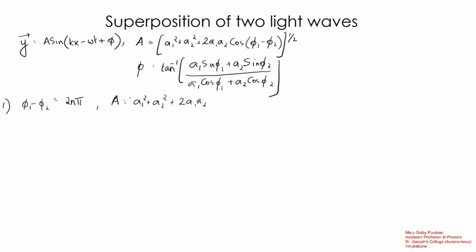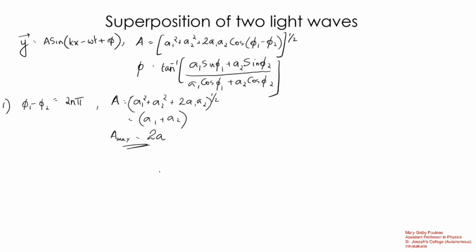So this expression becomes like this, whole raised to 1 by 2. That is, a is equal to a1 plus a2 whole square, whole raised to 1 by 2. So that cancels out. You get a1 plus a2. And if a1 is equal to a2 is equal to a, you get the maximum amplitude 2a. And this condition is called the constructive interference of light.